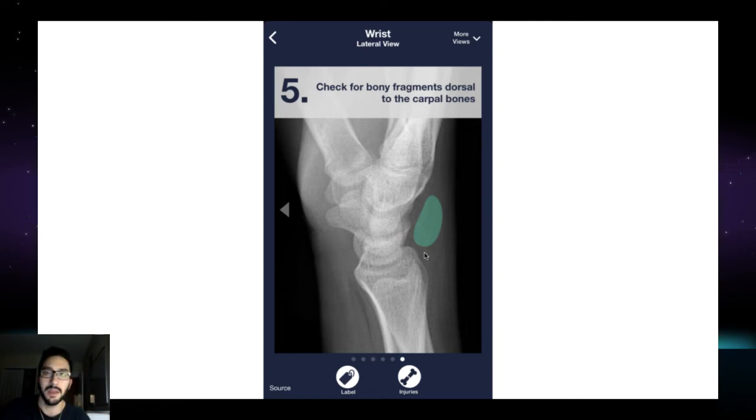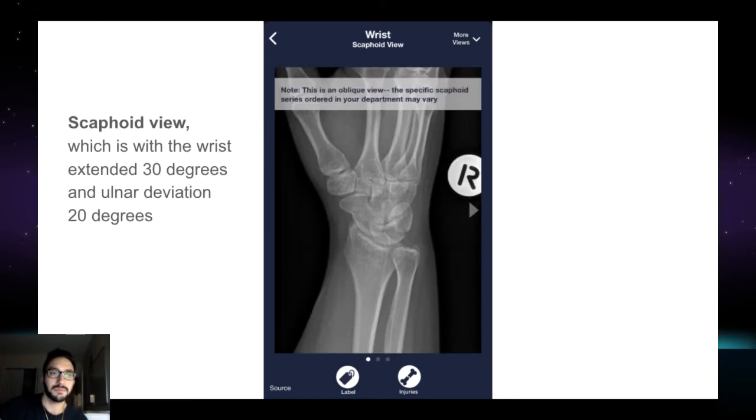So here's your dorsal compartment, your volar compartment. You want to make sure that you don't see any foreign bodies in that area that might be indicative of some fragmented bone.